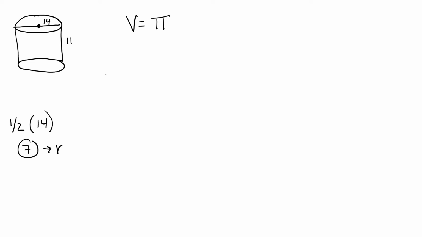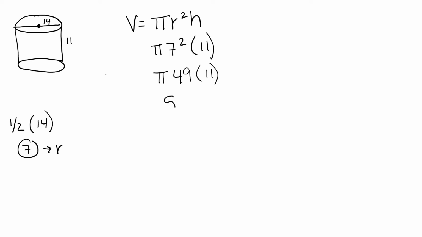Our formula is V equals pi r squared h. So we're going to plug in our radius, 7, and our height, 11. 7 squared is 49. Times 11, the height, is going to give us 539.